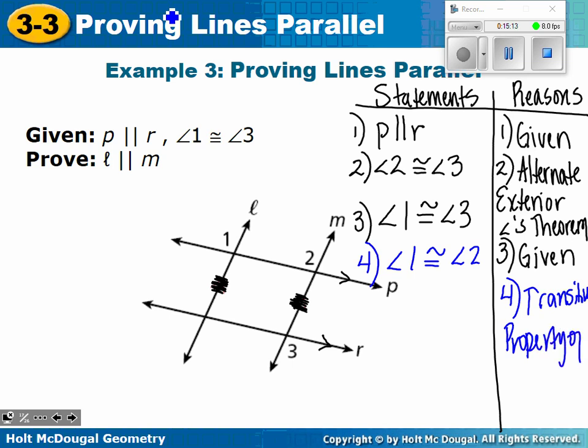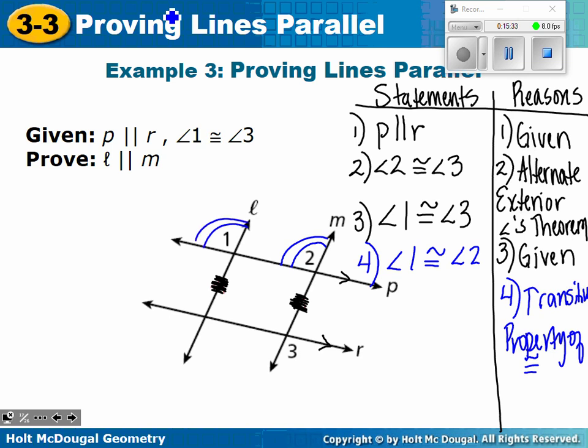So when you're working through the proof, stop each time and ask yourself, what do I know from this? What do I have so far? What could I say next? Keep asking yourself those questions. Okay, now stop and look at where we are. We're saying 1 is congruent to 2, so I'm going to mark my picture. 1 is now congruent to 2.